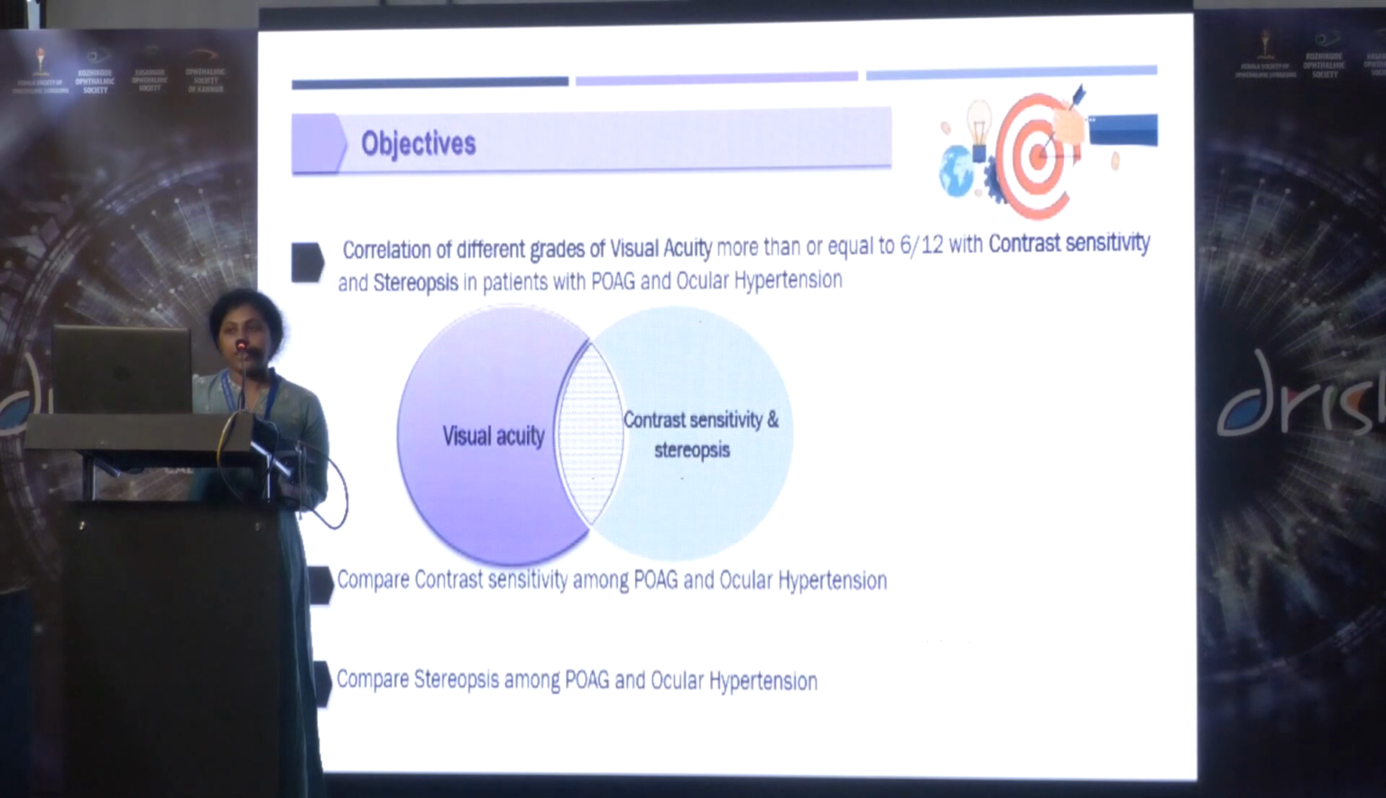My objectives of the study were to determine the correlation of different grades of visual acuity more than or equal to 6/12 with contrast sensitivity and stereopsis in patients with primary open-angle glaucoma and ocular hypertension, to compare the contrast sensitivity among POAG and ocular hypertension, and to compare stereopsis among POAG and ocular hypertension.